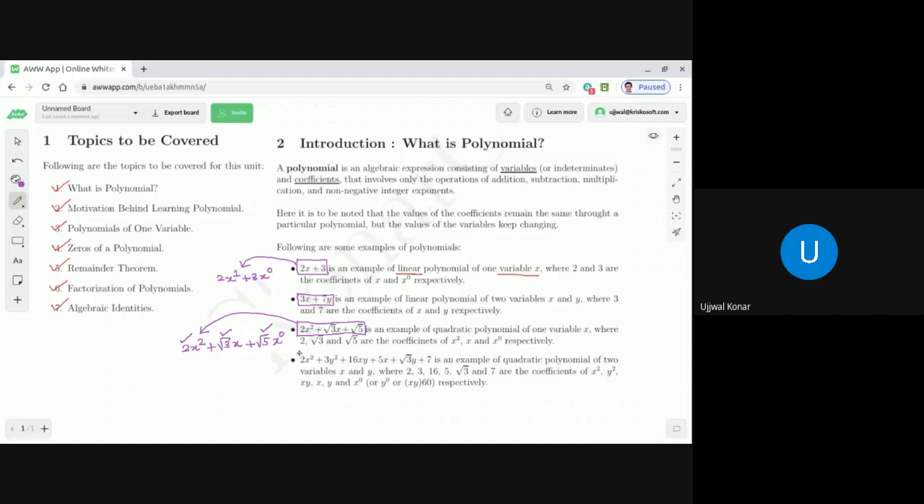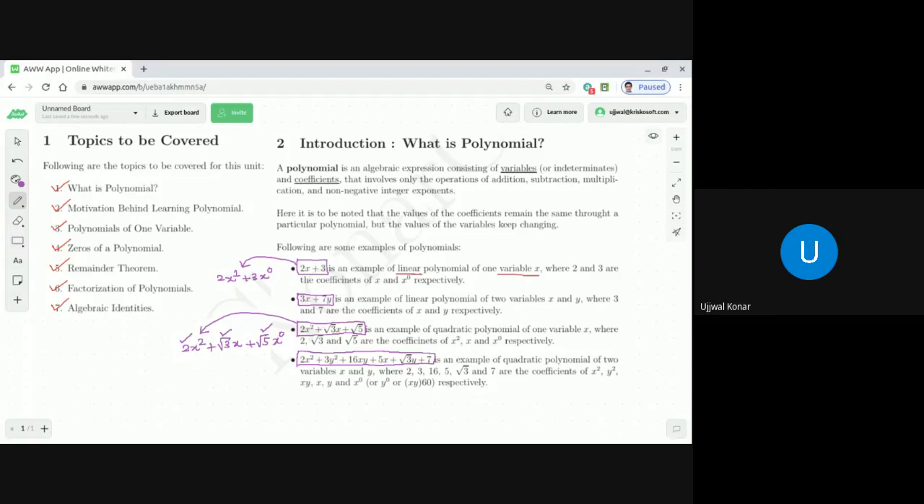Now let's take another example. Suppose 2x square plus 3y square plus 16xy plus 5x plus root 3 into y plus 7. This is an example of a quadratic polynomial of two variables x and y. Why quadratic? Because the maximum power of x or y is 2. And why two variables? Because there are two variables x and y, two unknowns, that is, two indeterminates.